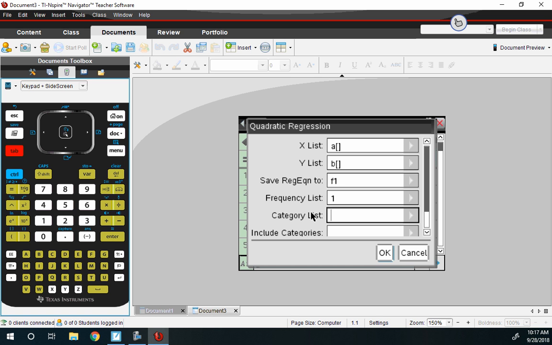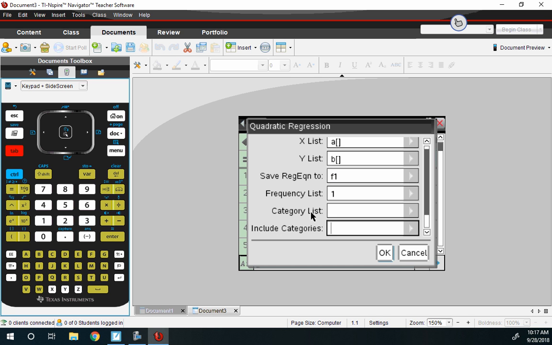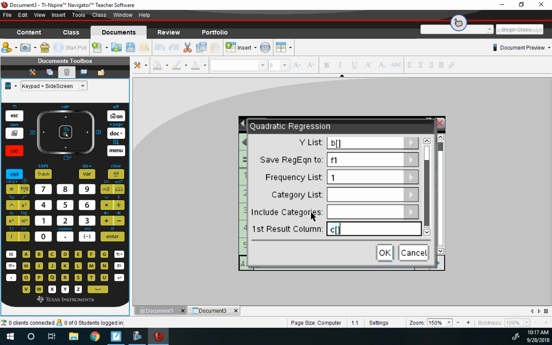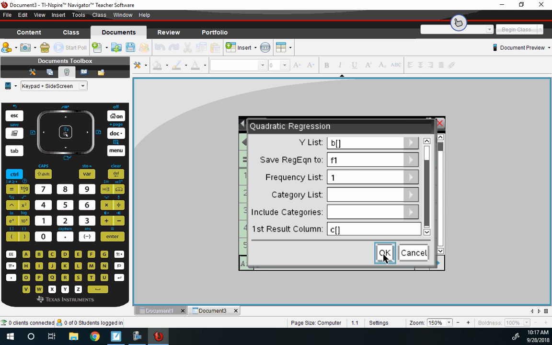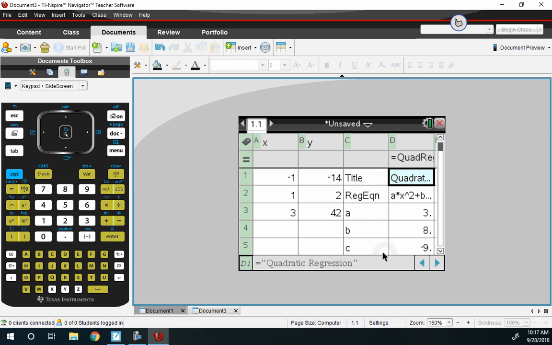It's going to say frequency list. It's 1, that's good. Category list, we don't need to worry about that. Include categories, we don't need to worry about that. Lastly, it tells me where it's going to put all the results. It's going to put it in column C. And that's okay. So we'll go ahead and click OK and see what happens. Do you see what shows up in cell D3 and D4 and D5?